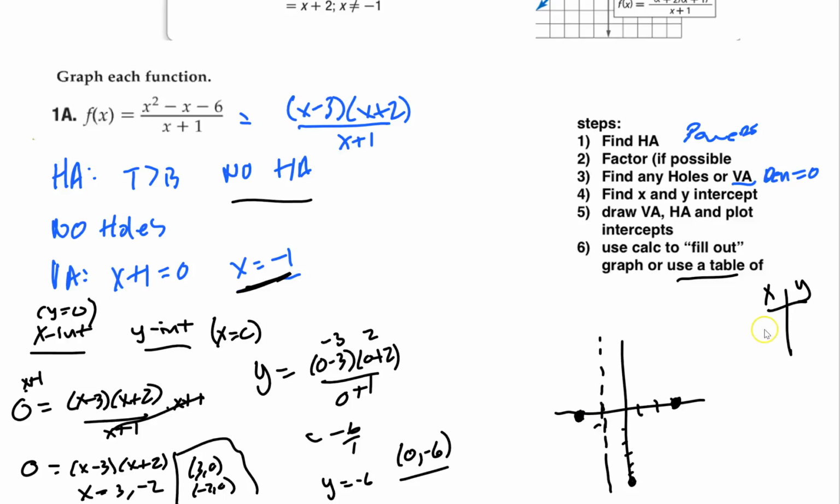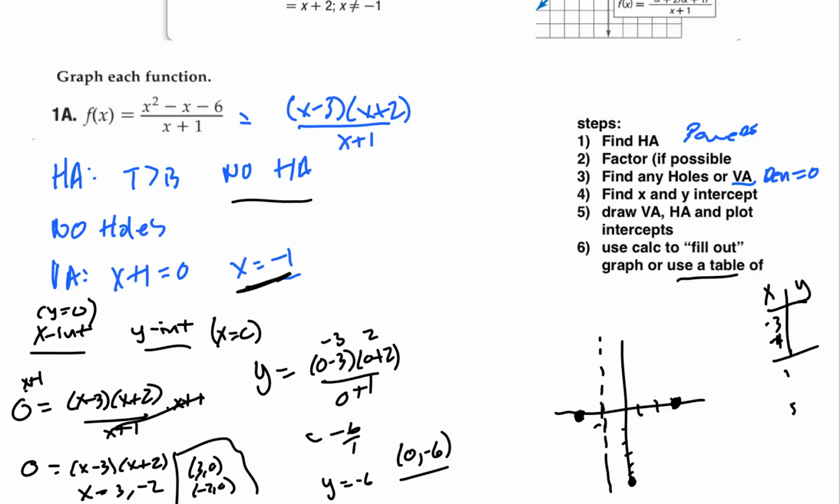I already have negative 2. I can do like negative 3, negative 4. On this side, we already have 0 and we have 3. We could do like 1 and maybe like 5. Then you can just get more points and plot it. Right? You know me, anytime we have a table, I'm like, why would we do a table? Let's just graph it. So that's what we're going to do.